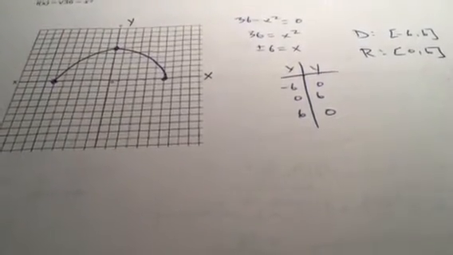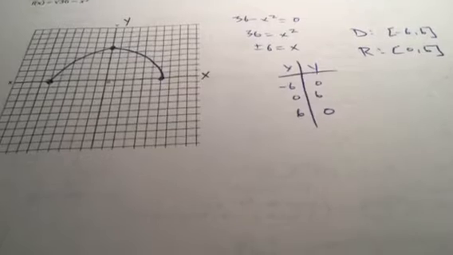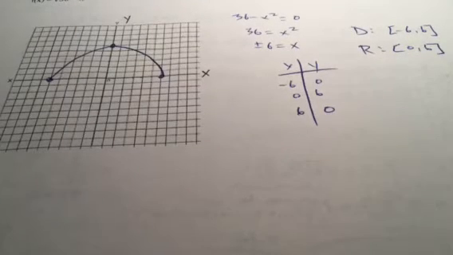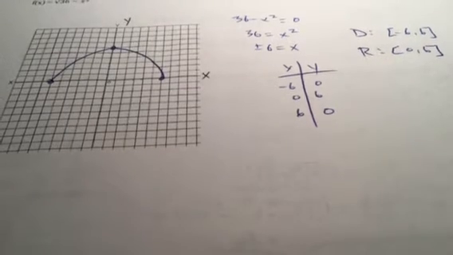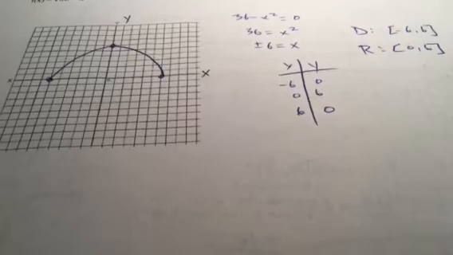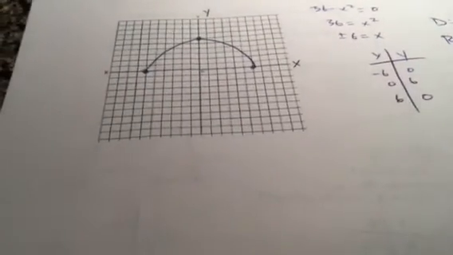State the domain and range of f of x and sketch its graph. So first off, folks, set 36 minus x squared equal to 0. Negative 6 and positive 6 are your zeros. And when you plug 0 in for x, you're going to get square root of 36, which is 6. So it gives that half circle. Your domain is negative 6 to positive 6. Your range is 0 to 6. All right.